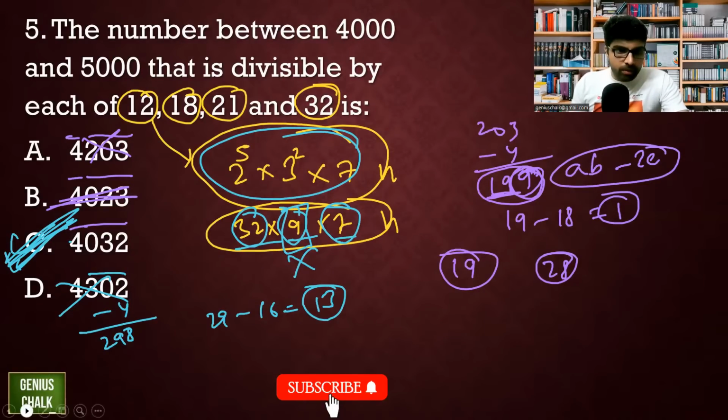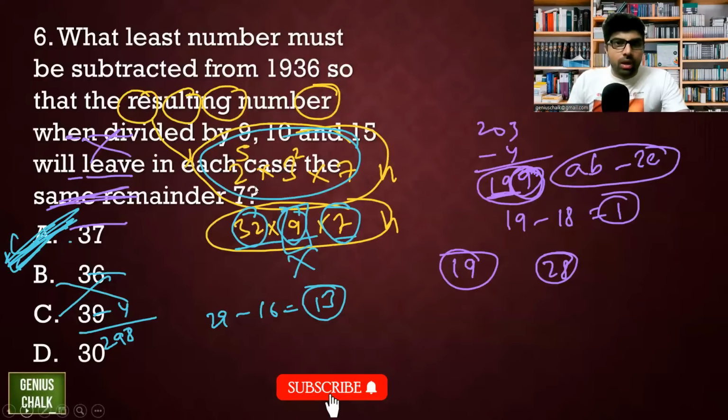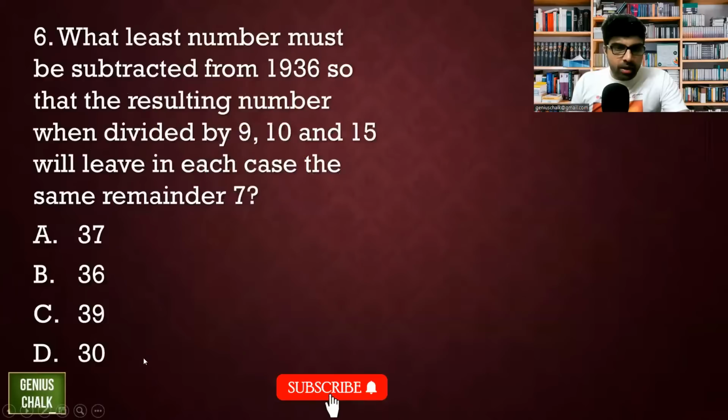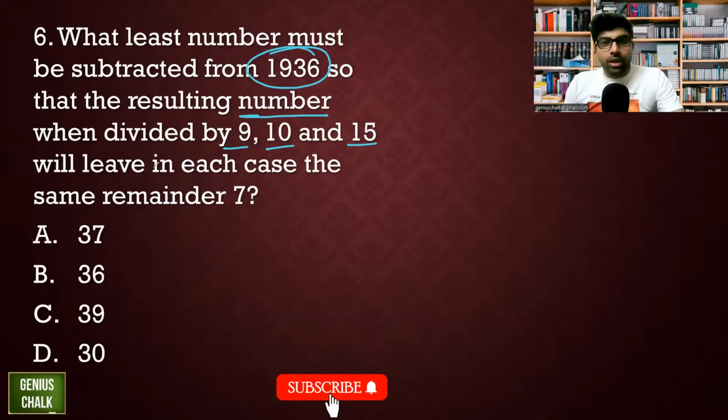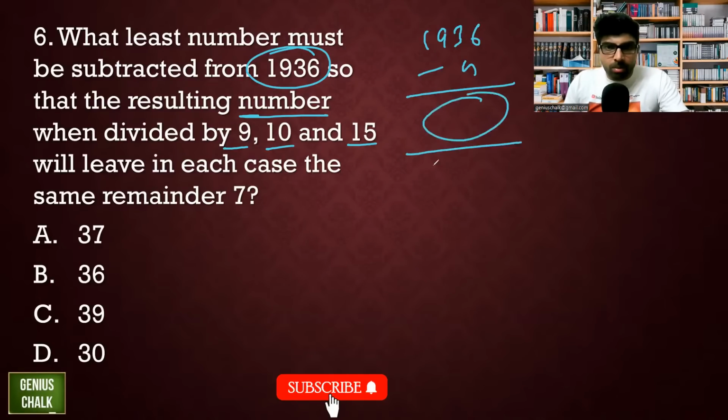All right, next one. What least number must be subtracted from 1936 so that the resulting number, when divided by 9, 10, and 15, leaves in each case the remainder 7? So what least number must be subtracted from 1936? You have to subtract something from this, and whatever number is there, that is divisible by 9, 10, and 15. So let's find the LCM first.